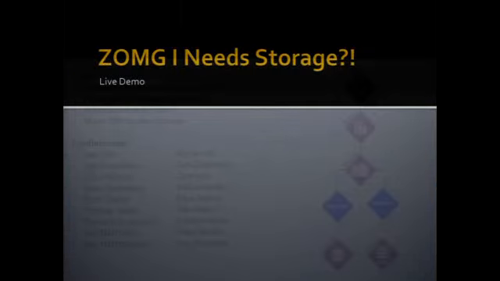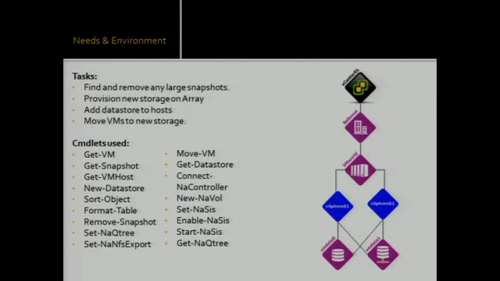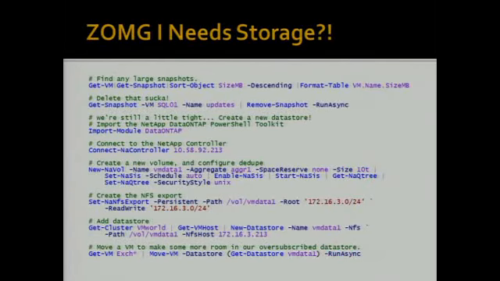All right, so what did we do? We found and removed large snapshots. We added additional storage to our environment. We SV motioned some VMs. Note the really slick PowerPoint Visio. It's Mr. Glenn's doing. And there's the script.